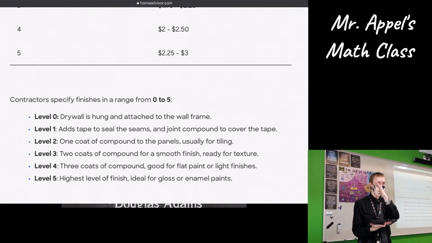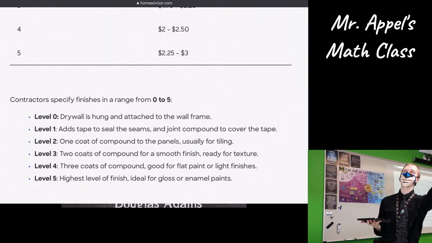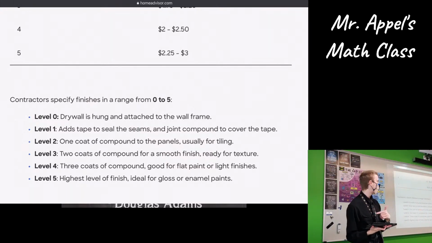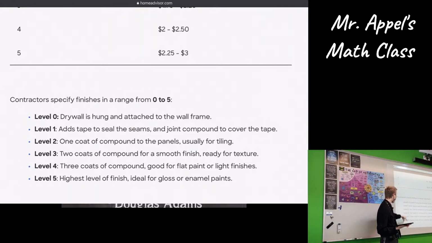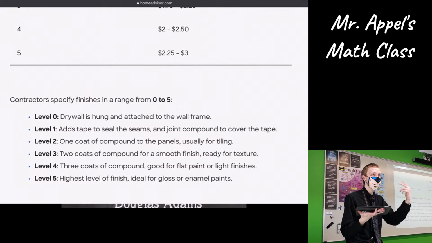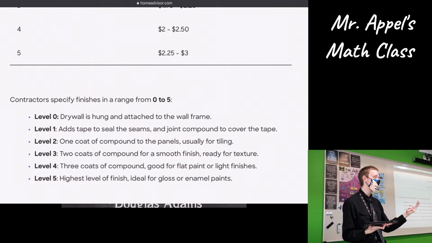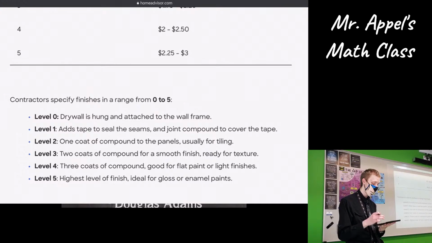Do you want to see the seams or actually cover the seams? Notice we don't have seams on this wall. They did that part. This wall is all the way to level 5. You've got to go to 4 or 5 before you're ready to paint. So if you want a finished garage, ready to be painted and look nice, you want a level 4 or 5 finish. That's going to cost more. Okay?